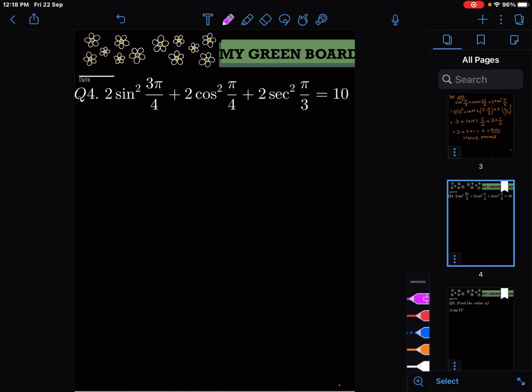2 sin square 3 pi by 4 plus 2 cos square pi by 4 plus 2 secant square pi by 3 is equal to 10. Okay, now let's take the LHS. In any true question, please write the LHS, the left hand side, first.